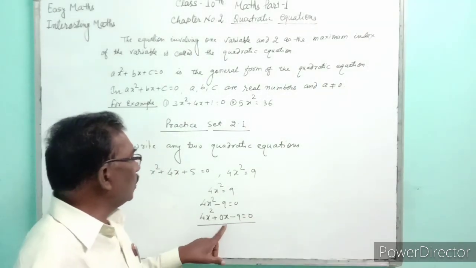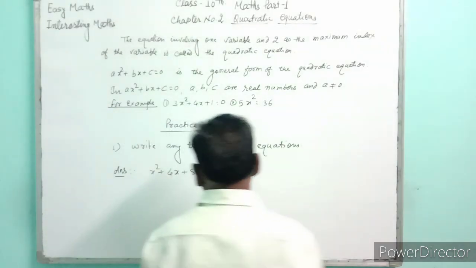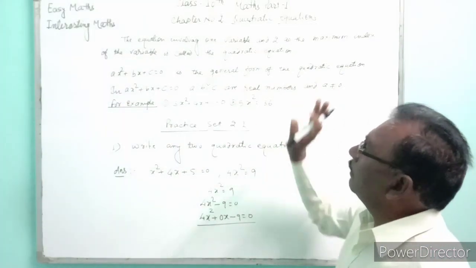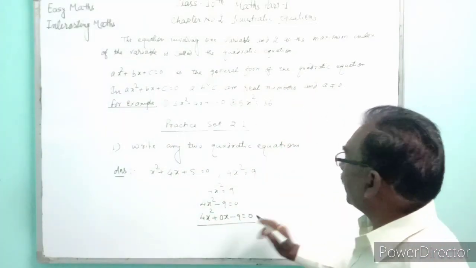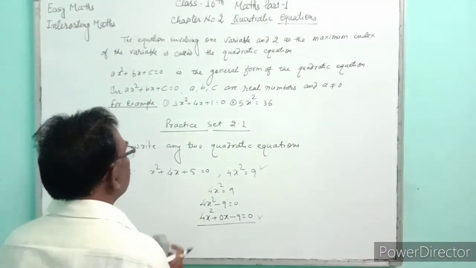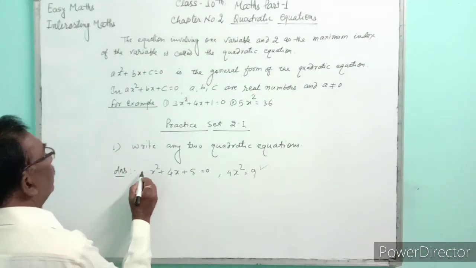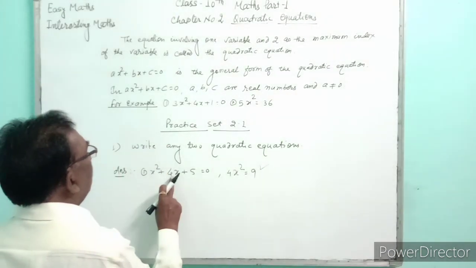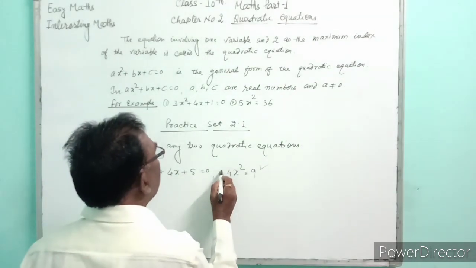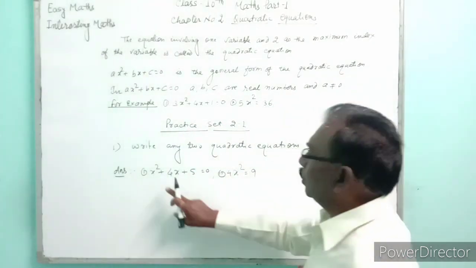4x square plus 0x minus 9 is equal to 0 is in standard form. This equation fulfills all the conditions of a quadratic equation. Therefore, this is a quadratic equation. So, our answer is equation number 1, x square plus 4x plus 5 is equal to 0, and equation number 2, 4x square is equal to 9. These are two quadratic equations.